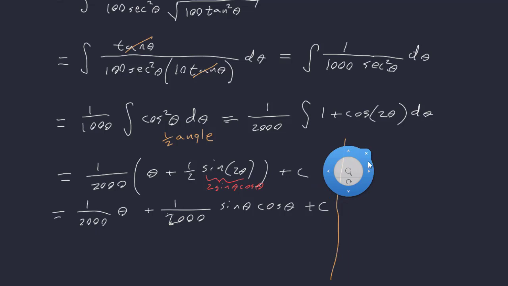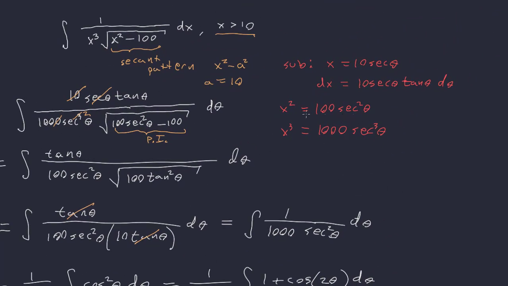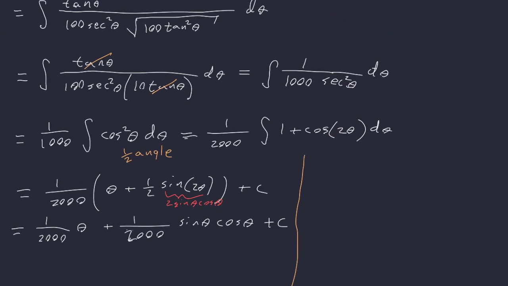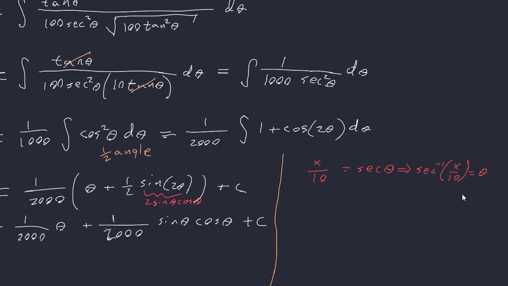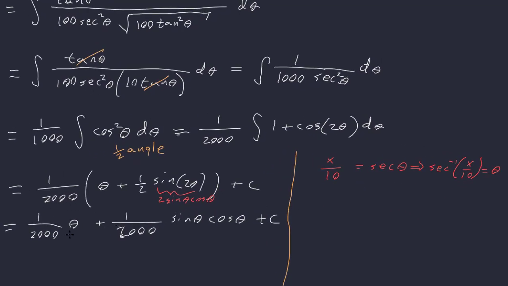So let's go all the way back to our transformation. What was it? It's easy to forget these things, get them confused. All right, so here we have x is equal to 10 secant theta. I'm going to skip a step when I rewrite this as x over 10 is equal to secant theta. So this tells me that secant inverse of x over 10 is theta. Okay, so I can replace theta with that.